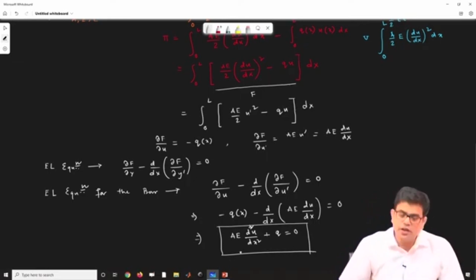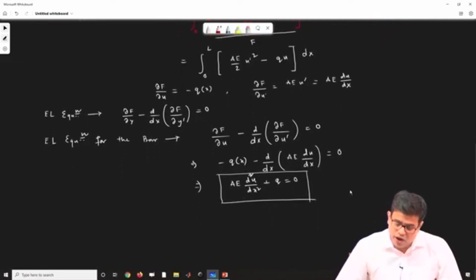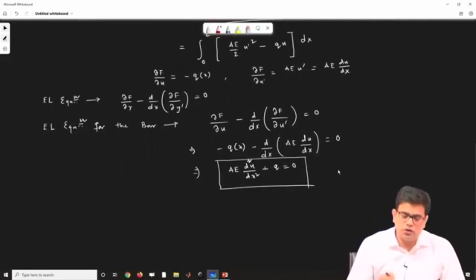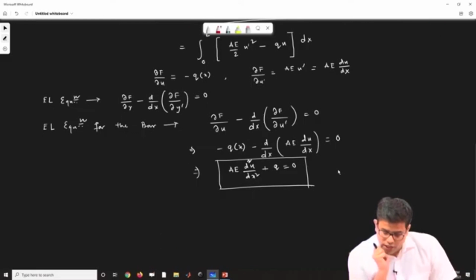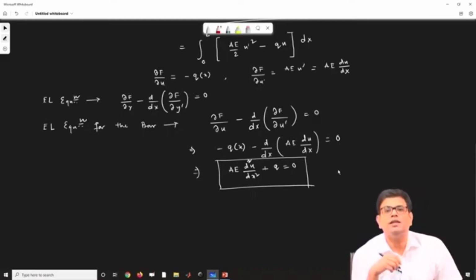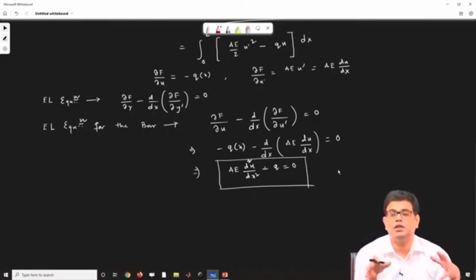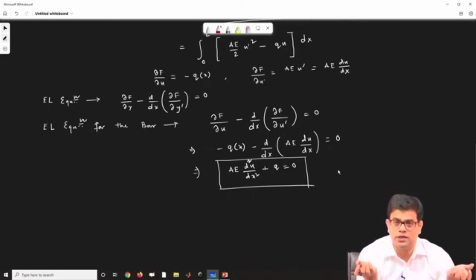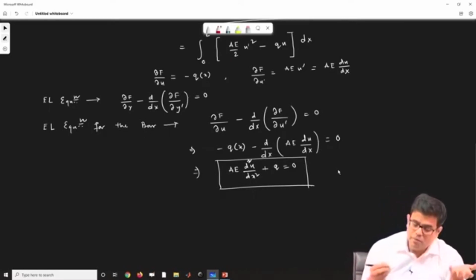Because this is the governing equation of the bar. So how do we get the governing equation of the bar? That is through the Euler-Lagrange equation. Now the governing equation is not only this differential equation, rather it is included. The governing equation means the differential equation is invalid without boundary conditions. So what is the boundary condition?